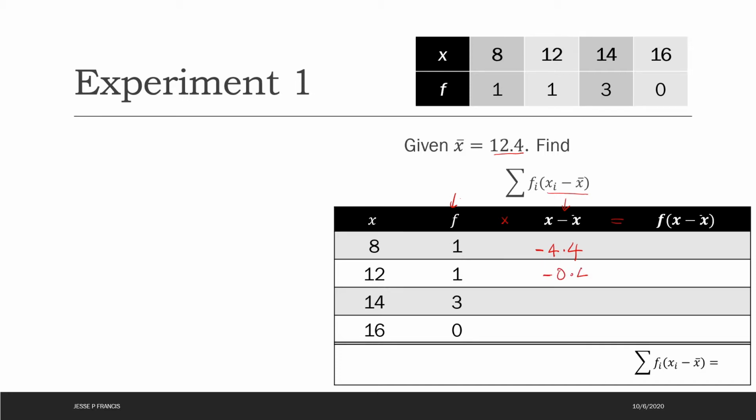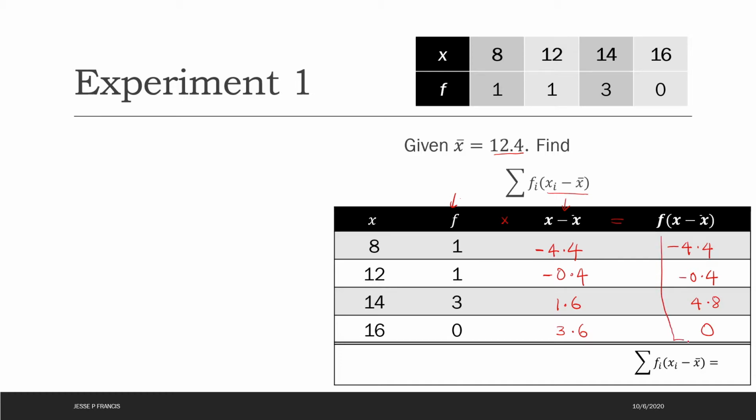12 minus 12.4 is 0.4. 14 minus 12.4 is 1.6. 16 minus 12.4 is 3.6. Now, multiplying with the frequency, you have 1 into minus 4.4, that is minus 4.4, 1 into minus 0.4, that is minus 0.4, 3 into 1.6, you have 4.8, and 0 into 3.6, you have 0.